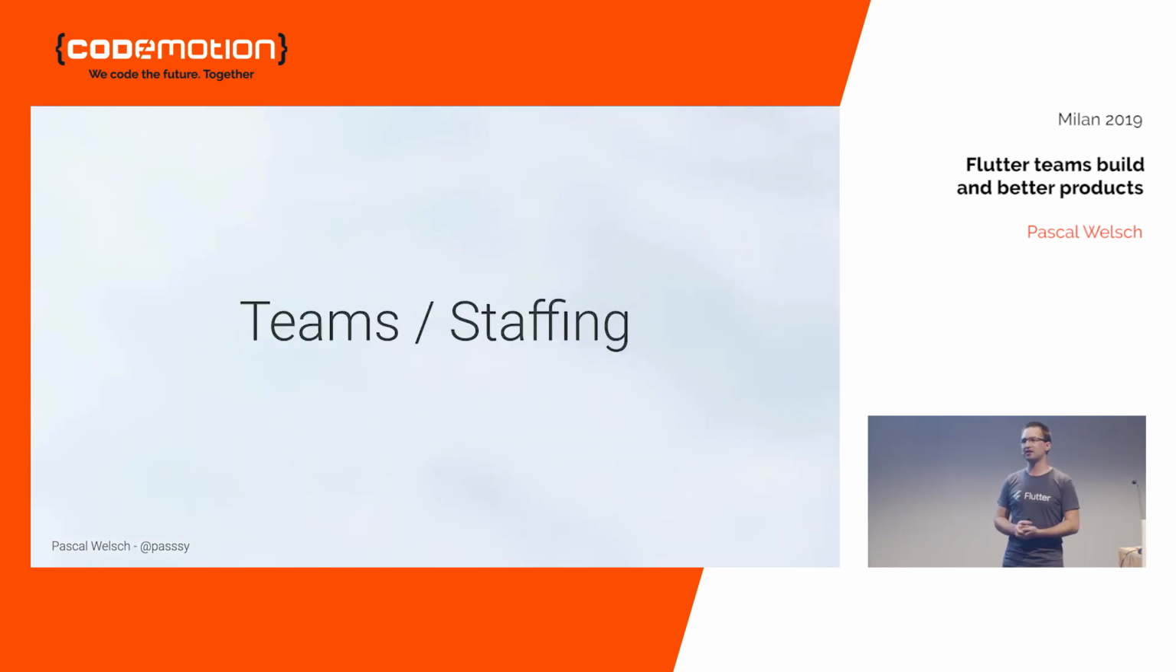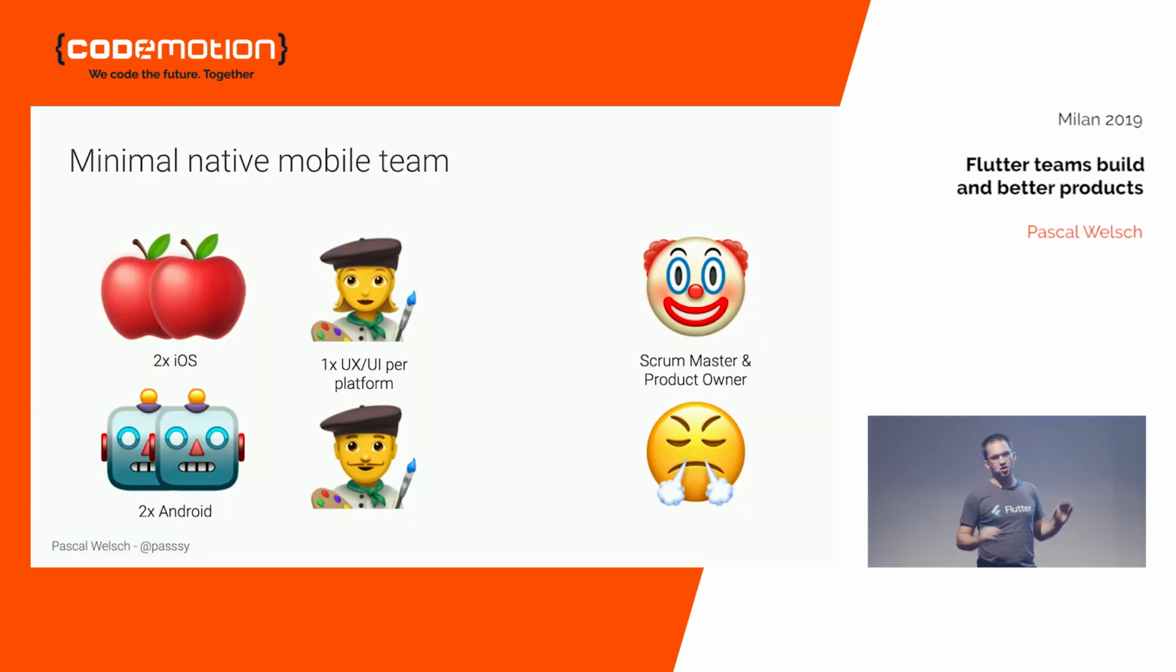Especially when talking to companies and agencies, one problem which came up with mobile or native development is staffing. Staffing is really hard. And I want to show you how a usual mobile team looks like. This is how a mobile team looks like if you run natively. You need at least 2 developers per platform. So we have 2 iOS and 2 Android developers.